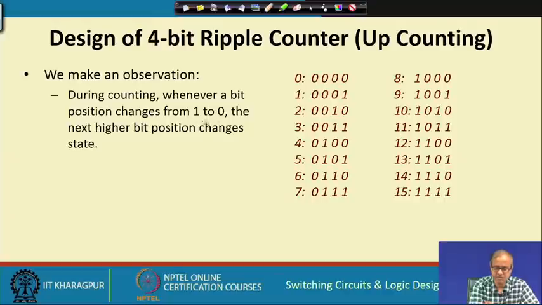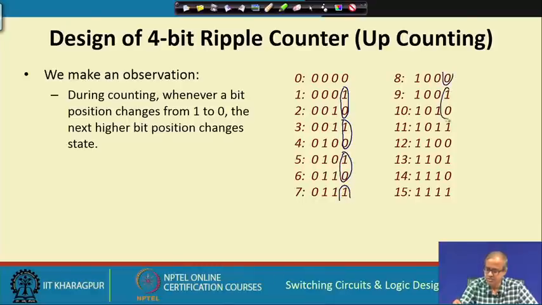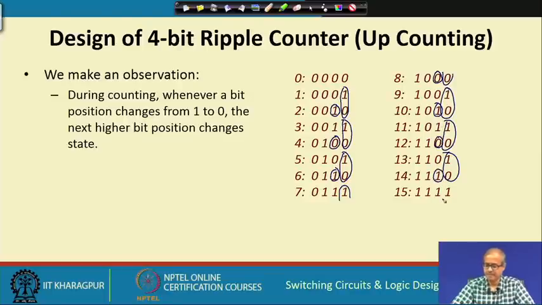Whenever a bit position changes from 1 to 0, I look at the least significant bit. See, 1 to 0, there is a change here. 1 to 0, there is another change here. 1 to 0, then again this 1 to 0 here. 1 to 0, 1 to 0, 1 to 0. Now, see, whenever there is a 1 to 0 change, the next higher bit also changes. It was 0, it becomes 1 here. It was 1, it has become 0, it was 0, it has become 1. This is changing, this is changing, this is changing, this is changing, and so on, right.